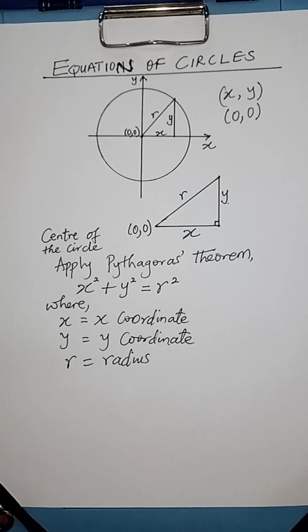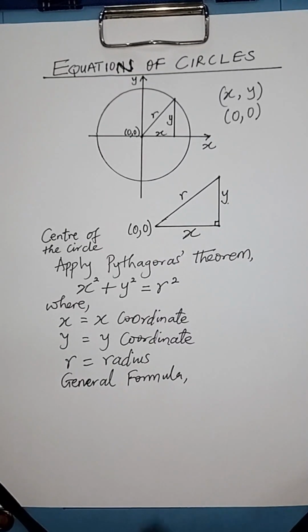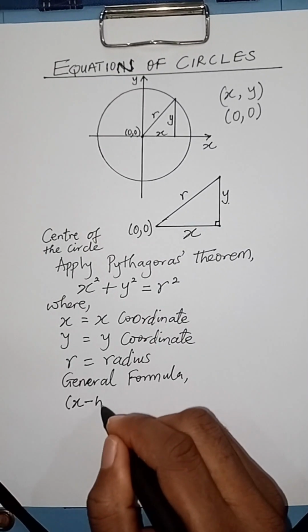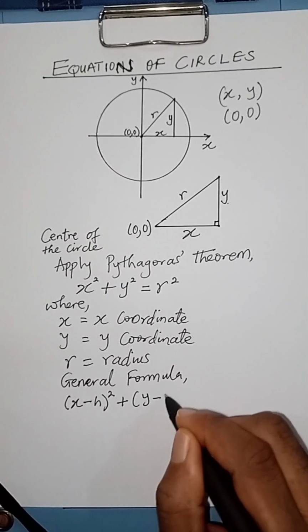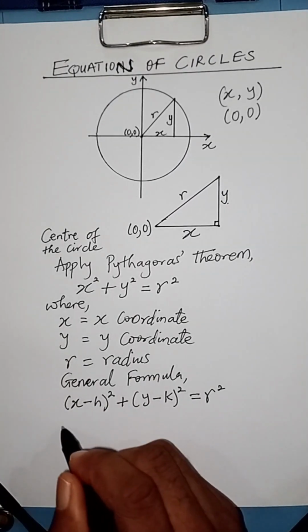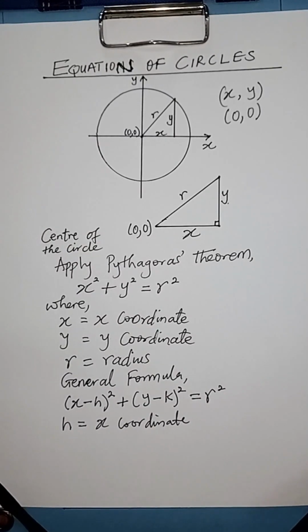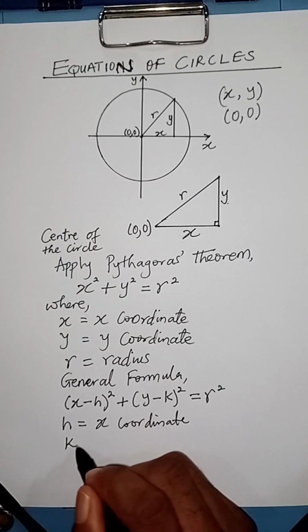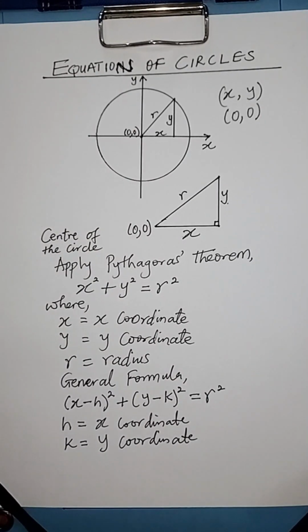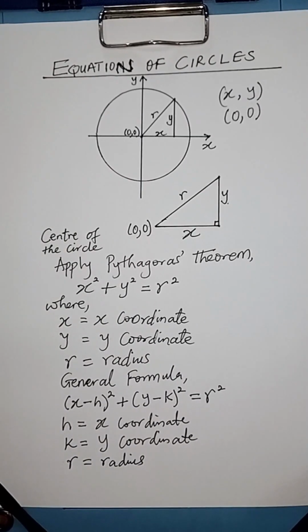That brings about developing a general formula for solving the equation of any circle, and so that's the formula we're going to go with. The general formula for solving the equation of a circle is this: (x - h)^2 + (y - k)^2 = r^2, which is your radius squared. Where h is the x coordinate of the center of the circle, while k is the y coordinate of the center of the circle. Your r still remains the radius of the circle.